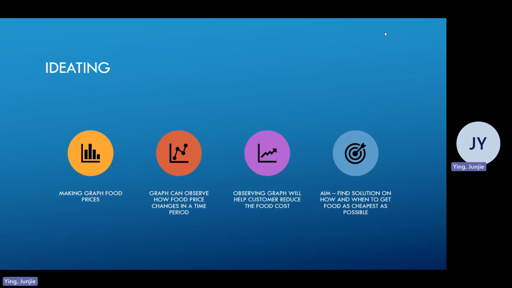This is my process of ideating. First, we are going to make a graph of prices. Second, we are going to observe the graph. The graph shows the price changes in a time period. By observing the graph, we help our customers reduce the food cost, and the aim is to find solutions on how and when to get food as cheap as possible.